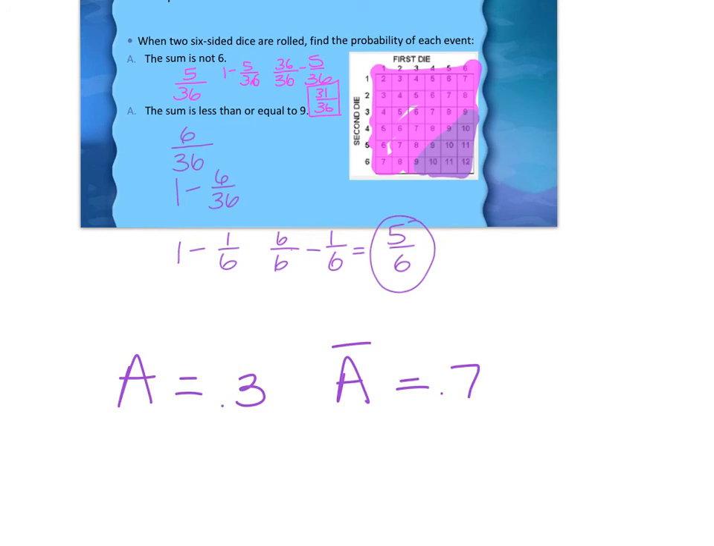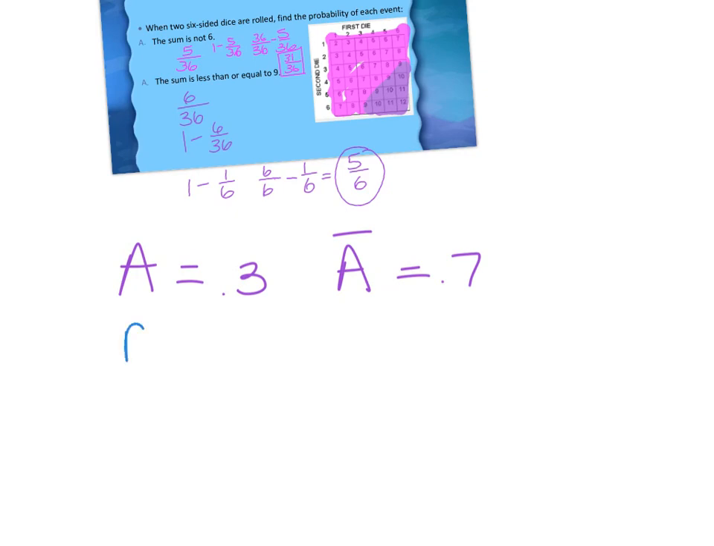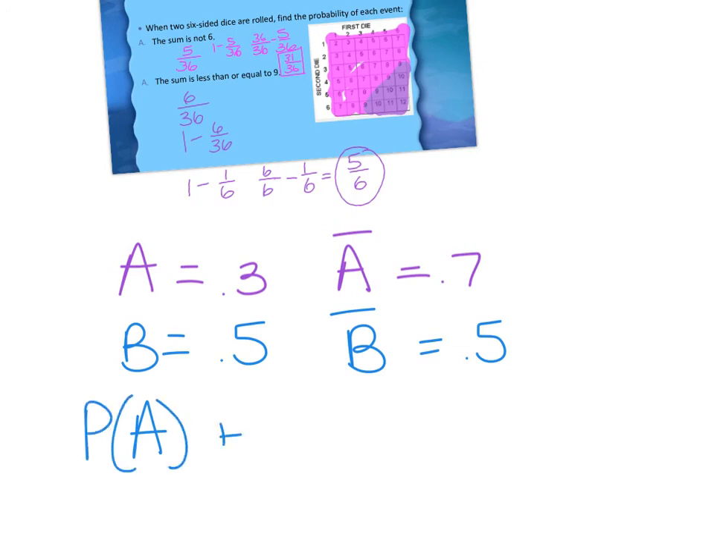And then there's a couple of different ways you could see this. You could see B is, let's say it's 0.5. What is B bar? 0.5. And then you'll see stuff like, what's the probability of A and B? Or you'll see what's the probability of A. So you've got to start to understand this notation. Probability of A plus the probability of B. So you do 0.3 plus 0.5, right, which would be 0.8.